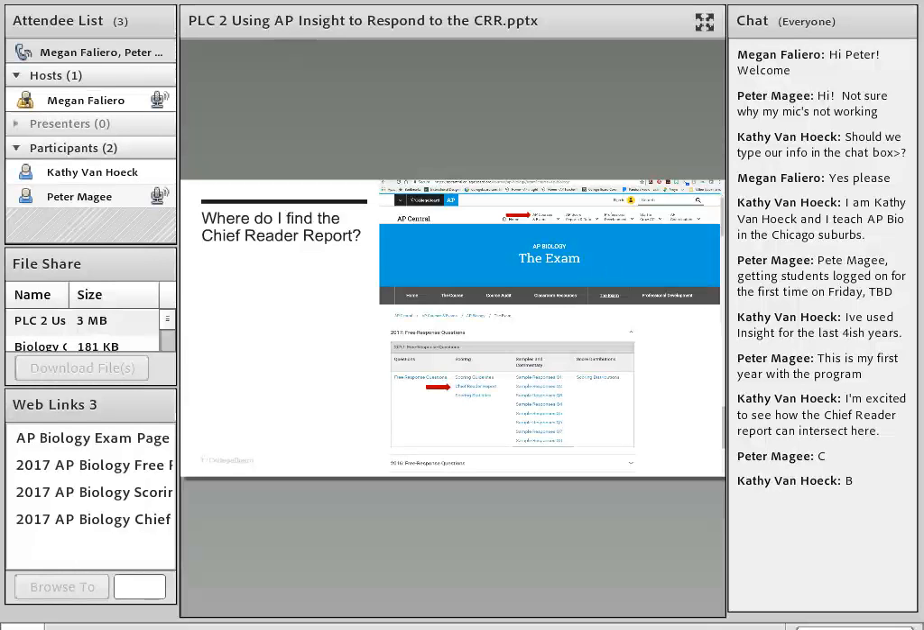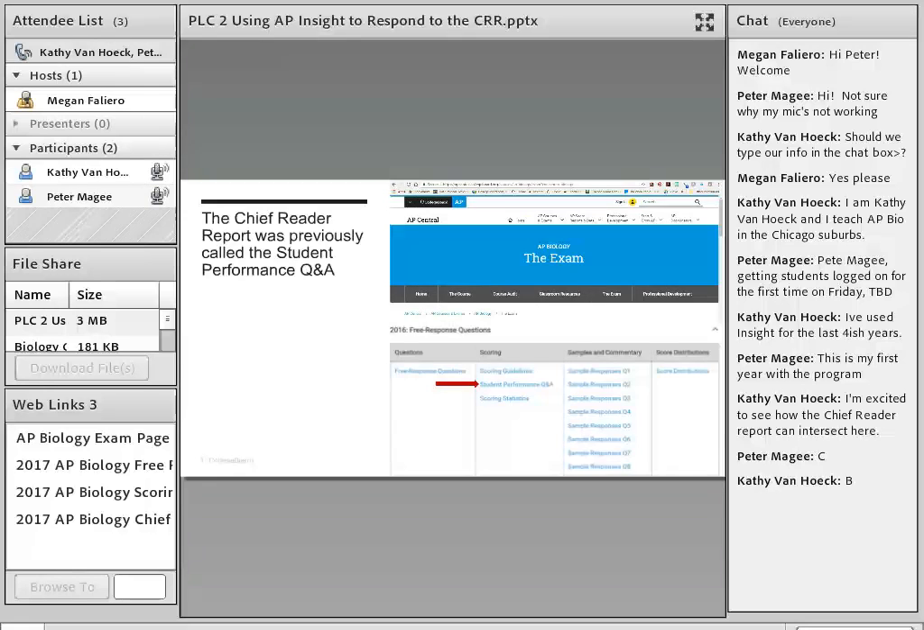So if you go into AP Central at the very top, there is an arrow here showing you that you click on AP Courses and Exams, and then once you scroll down to where the free response questions are, there is the Chief Reader Report that is embedded in that. So there's one of the links. There's also a link down there in the web links here on Adobe Connect as well. So that'll link you right to it if you want to pop to the Chief Reader Report later, just to take a look at it.